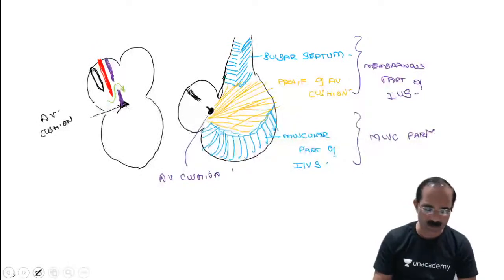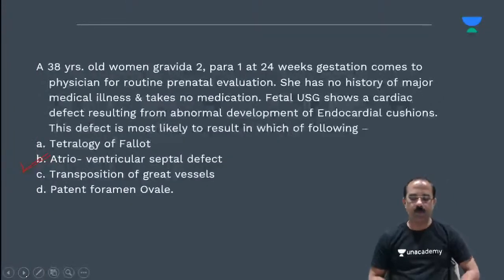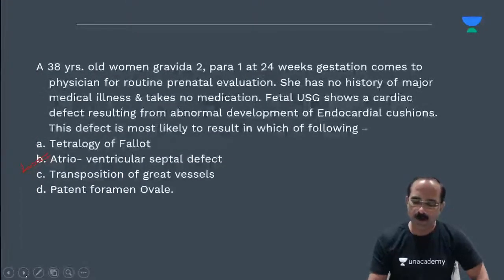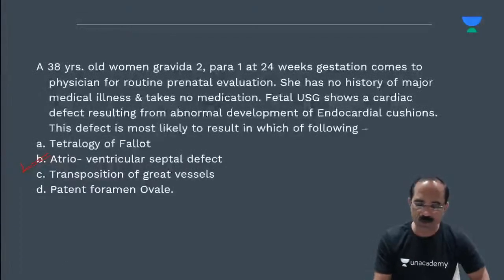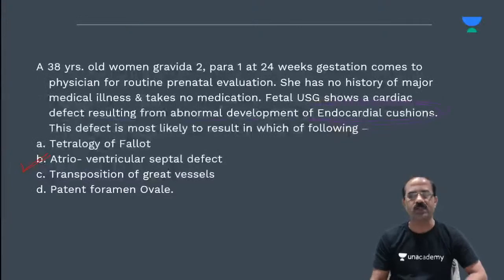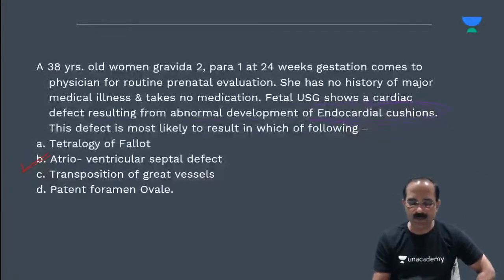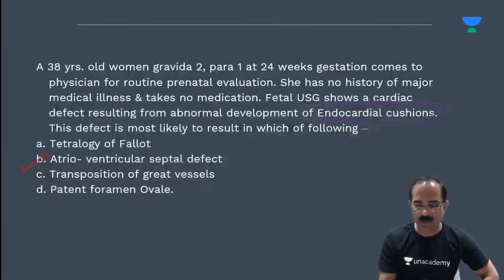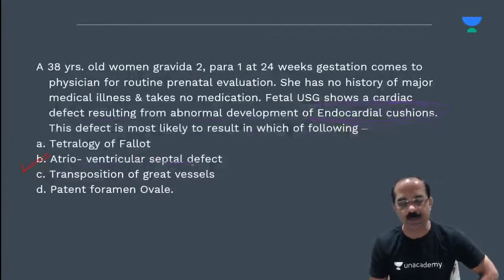Have a look at this. This was an MCQ. Fetal USG shows a cardiac defect resulting from abnormal development of endocardial cushions. Endocardial cushions is AV cushion. The defect is most likely to result in atrioventricular septal defects.